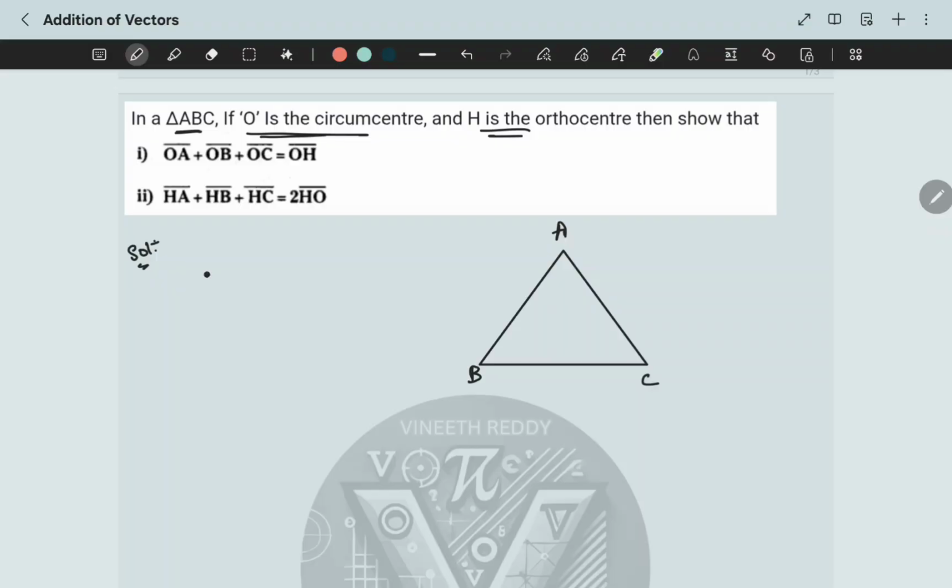See, dear students, just remember one point. Whenever we have circumcenter and orthocenter, write this part: H, G, O. What does H represent here? Orthocenter.